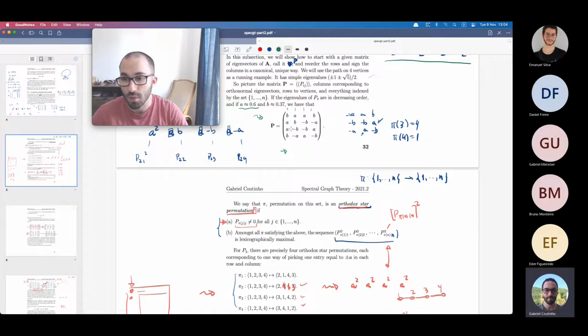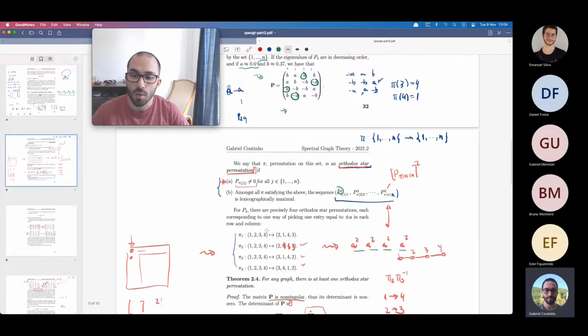lexicographically maximal. So in this particular example, we had 4 ways of doing that, each one corresponding to one way of picking the entry A, which is larger than B, 1 in each row and column. So this was one such example. And because we will be taking squares here, we could also take the negative. So negative A was also valid. And so this is another such example. There are four ways of doing that in this particular graph. It's always going to correspond to the sequence A squared, A squared, A squared, A squared. These 4 ways are described here.